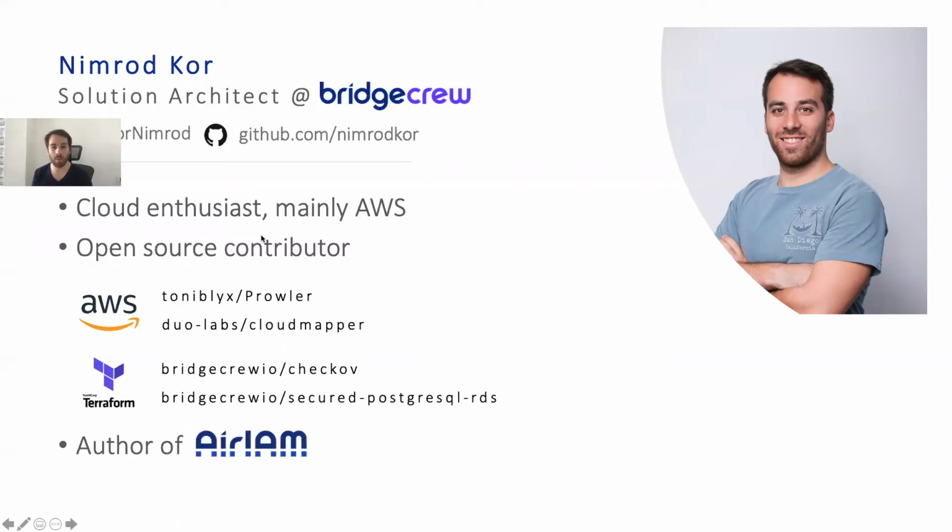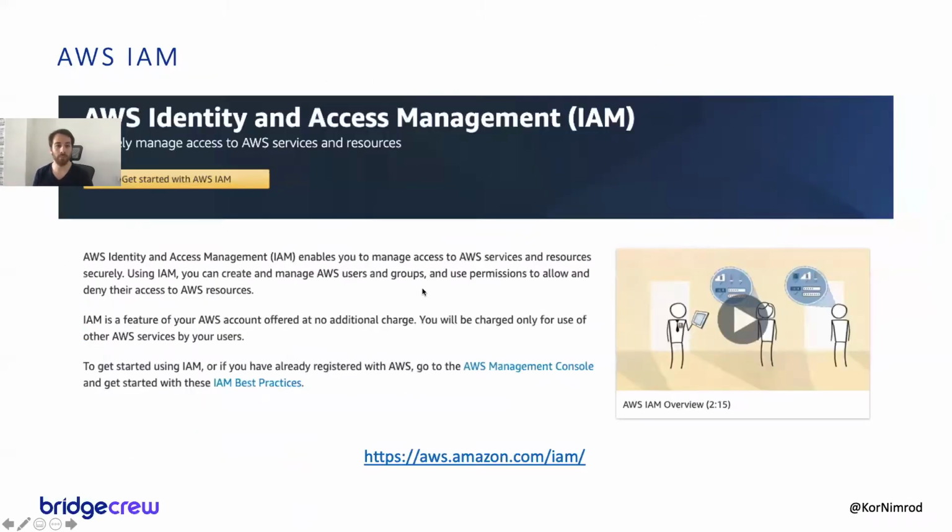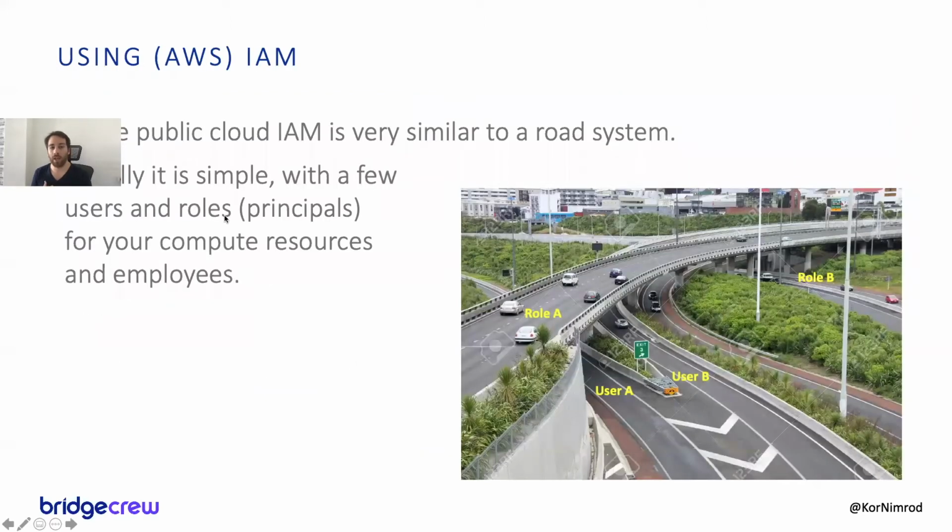Let's start out with talking about IAM. So AWS's Identity and Access Management Service, also known as IAM, is in simpler terms the service which decides who can access what in the account. That includes users, employees, servers, everything. When I look at IAM, I find it to be very similar to a road system. It's meant to give people access to stuff.